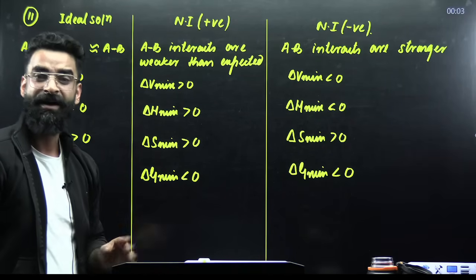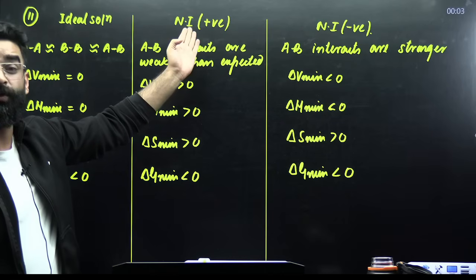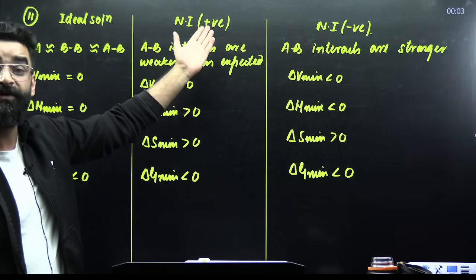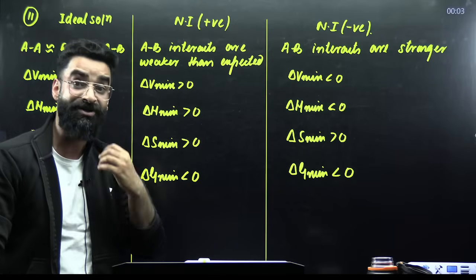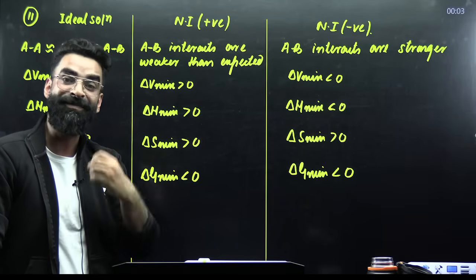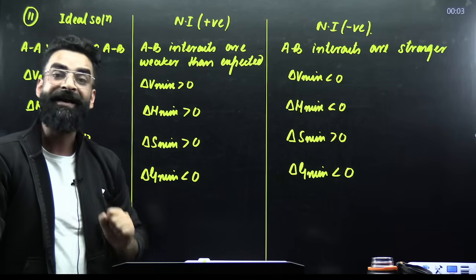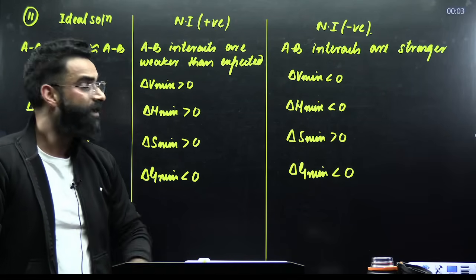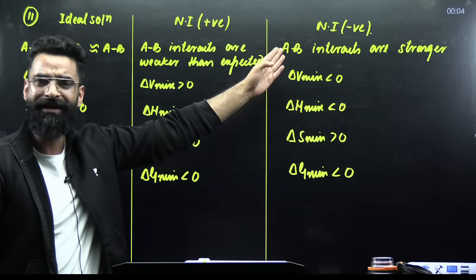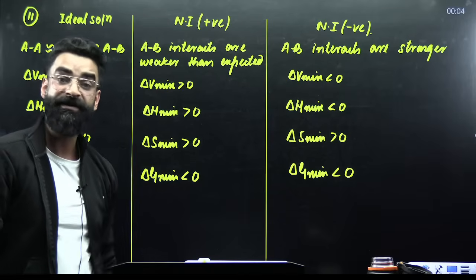Remember those examples. Which solution is non-ideal and at the same time shows positive deviation? Perfect. Which solution is technically non-ideal showing negative deviation? So there are a few examples which you have to remember.